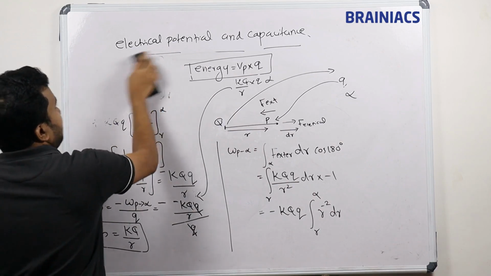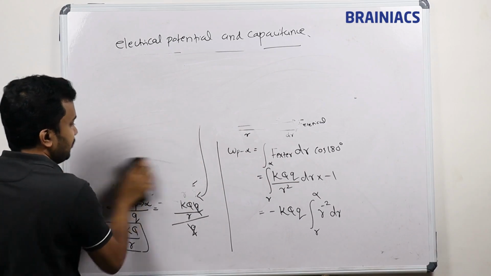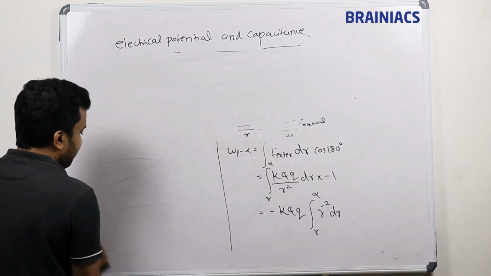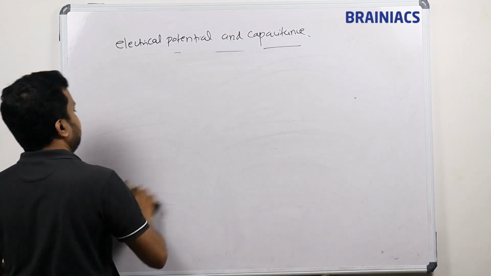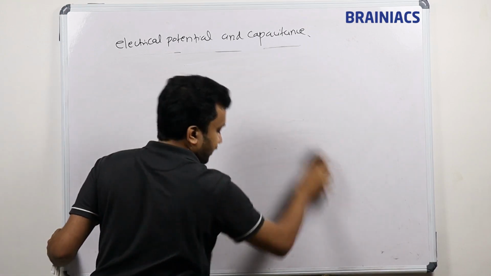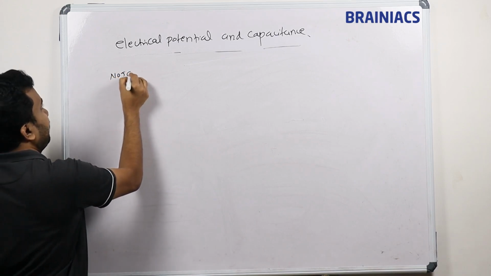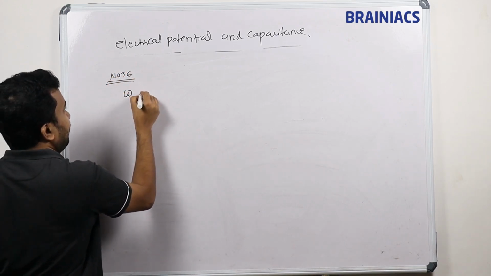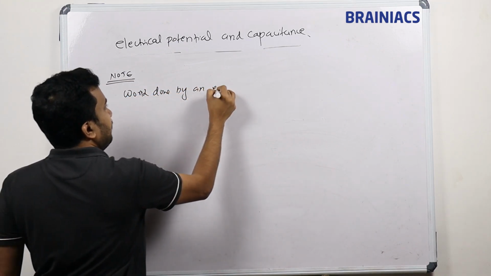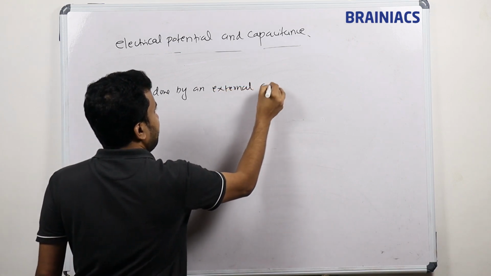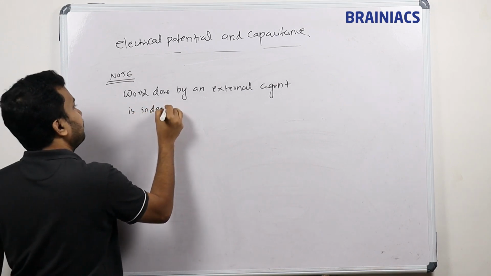The next topic is just a note, an additional point. This work done is the electrostatic force work, or electrical work energy. Just write a note, it's an additional point: the work done by an external agent is independent of path.